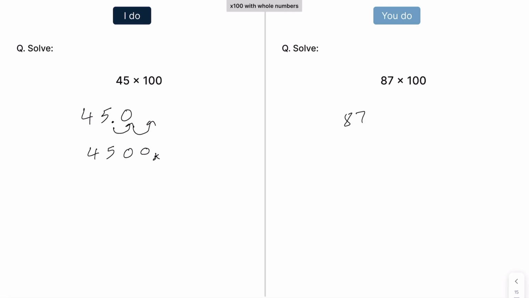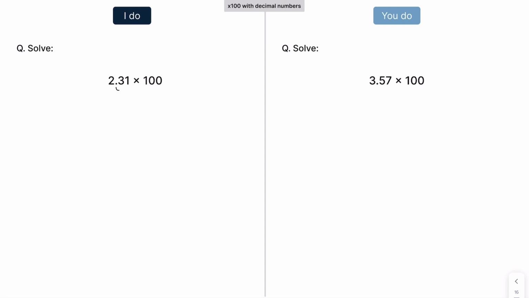Again, with 87, we can write that as 87.0. There's a decimal at the end. We're going to hop the decimal twice now because it's times 100, and that becomes 8700, and the decimal is now at the end here, but we don't need to write that in. Again, I'm just doing that to show you. And now with this one, we hop the decimal twice, once, twice, and that becomes 231.